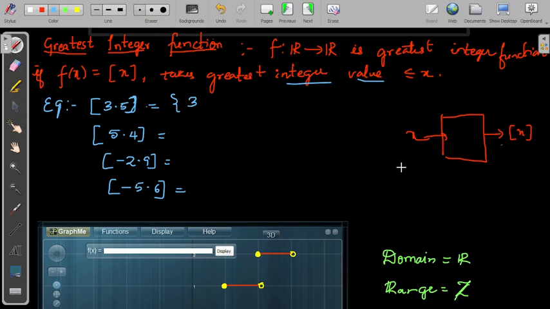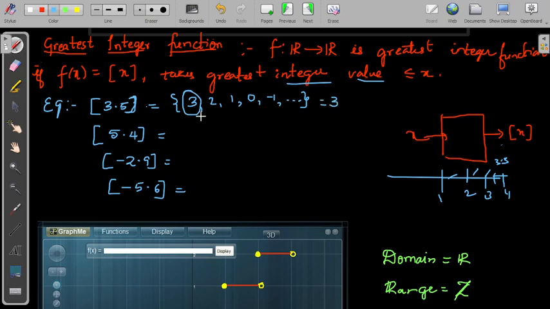If you take the number line 1, 2, 3, 4 and so on, 3.5 comes here. All the integer values less than or equal to 3.5 are 3, 2, 1, 0, minus 1 and so on. Among all these integers I have to find the greatest. Greatest is 3. So the greatest integer of 3.5 is 3. Similarly for 5.4, the integers less than 5.4 are 5, 4, 3, 2, 1, 0 and so on. The greatest among all these is 5.